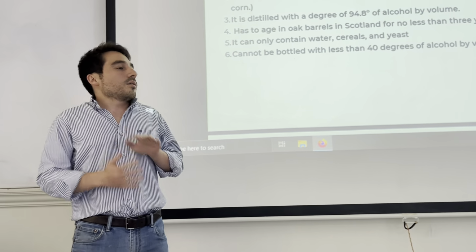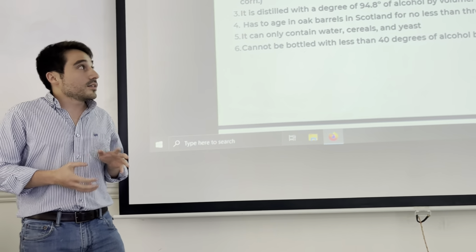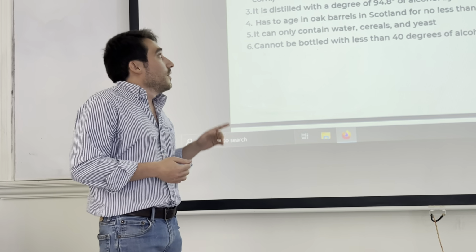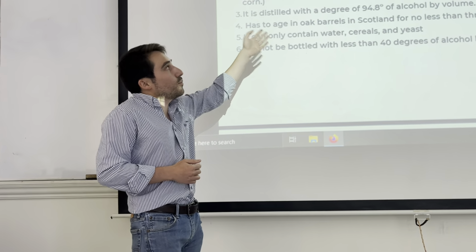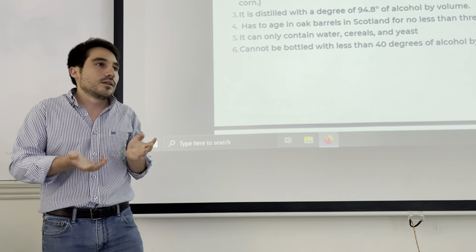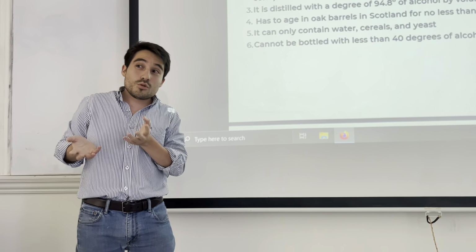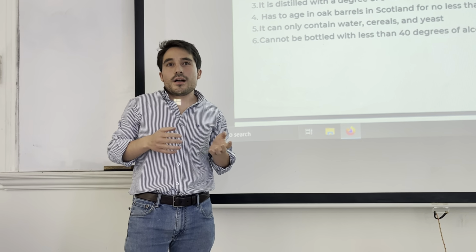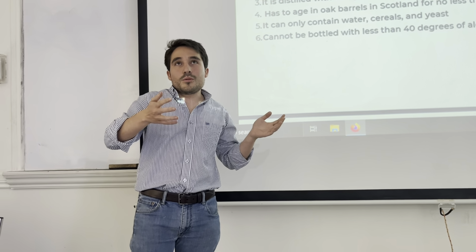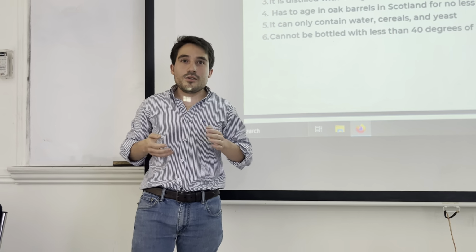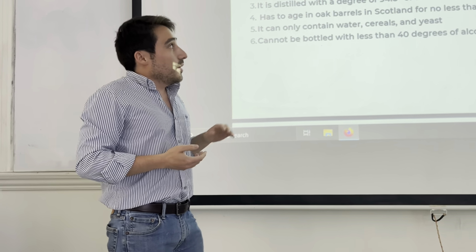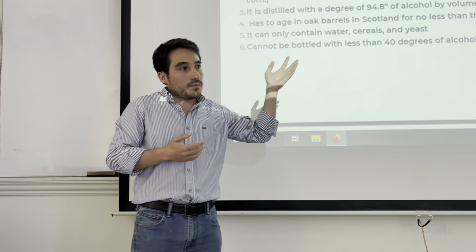So what are the rules to make a Scotch whiskey? First, it must come from Scotland. Scotland is a country, a region that is next to England, in the United Kingdom. So it has to be from there.